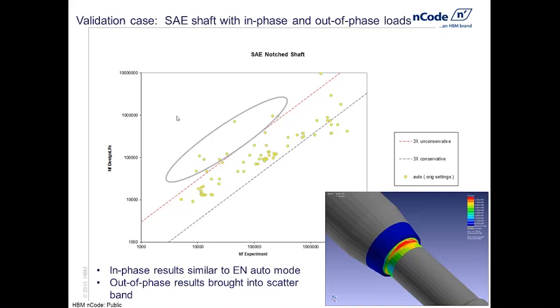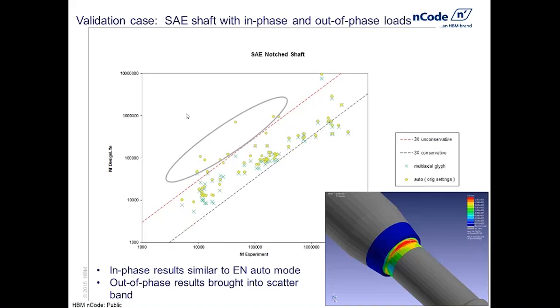Now, if we rerun all the same examples, with a range of non-proportional and proportional loadings, but now using the new configured multi-axial glyph, these non-proportional cases are going to be analysed using the multi-axial EN engine. So the correlation now is represented by the crosses on the plot, and what you can see is that the points that were falling on the non-conservative side have now been brought either into or much closer to the plus or minus 3 scatter band. So we get an improved calculation.